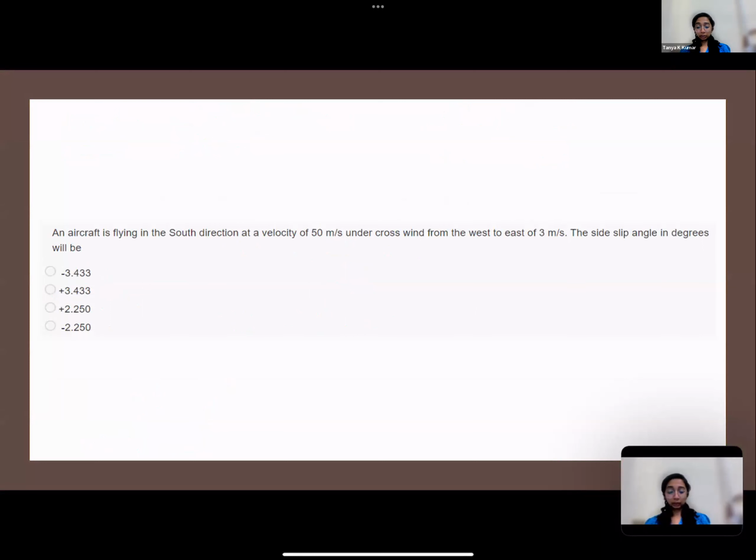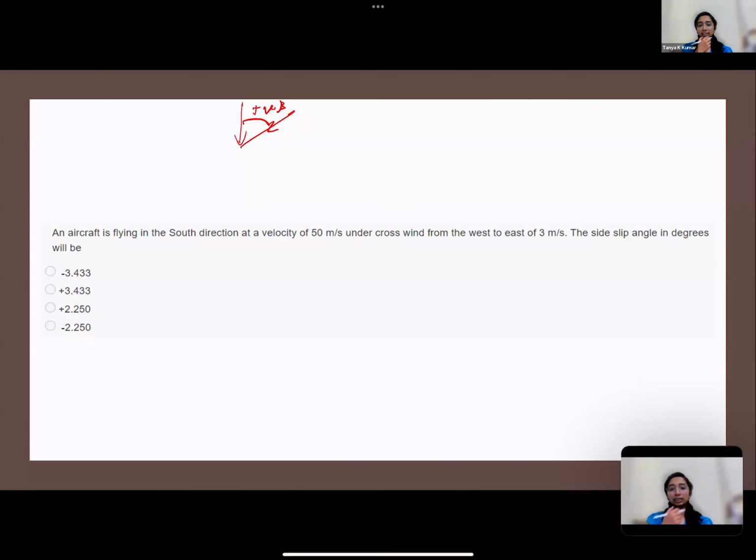Okay, now look at this question. An aircraft is flying in the south direction at a velocity of 50 meter per second under crosswind from west to east of 3 meter per second. The sideslip angle in degrees will be. So usually when we draw an aircraft, we show the wind coming onto the aircraft, and the crosswind is here, and this is considered positive beta.